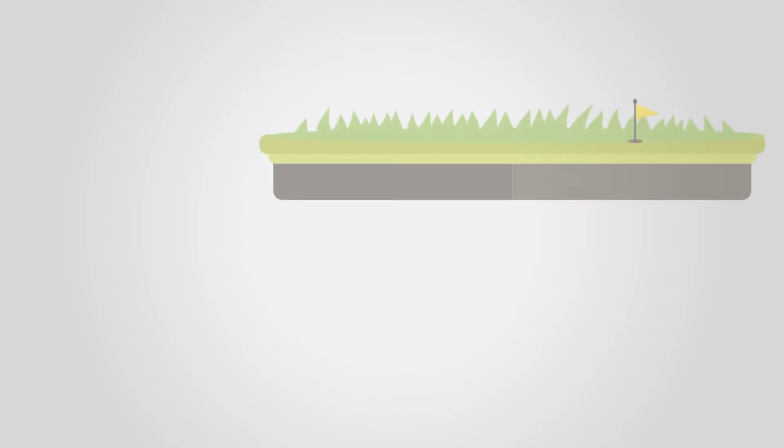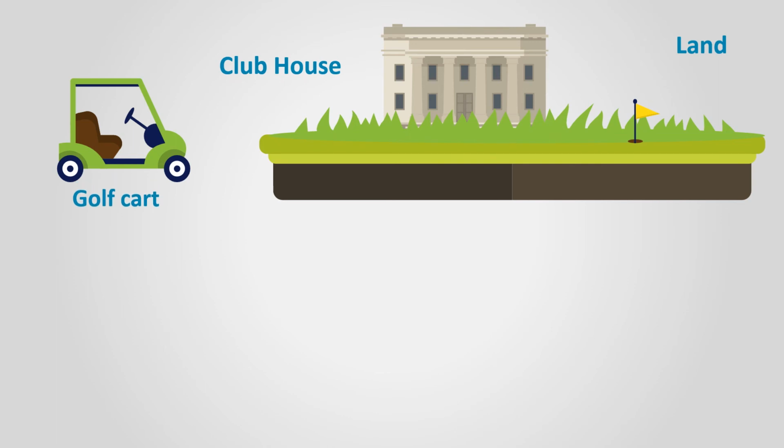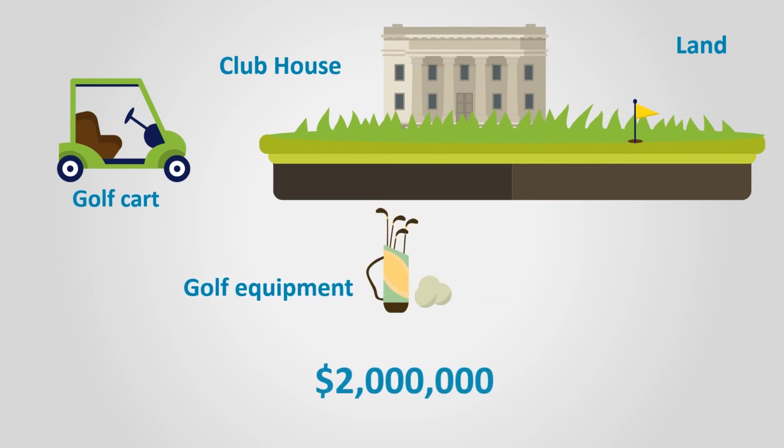Let's now see the case of purchasing assets in a lump sum purchase. Assume that a company bought a golf club which includes land, clubhouse, golf carts, and golf equipment for $2 million. The company needs to assign a cost for each asset. Like the land, for example, is not depreciated at all. The golf carts are depreciated differently than the clubhouse, etc.